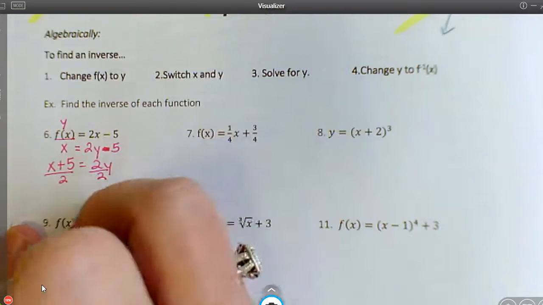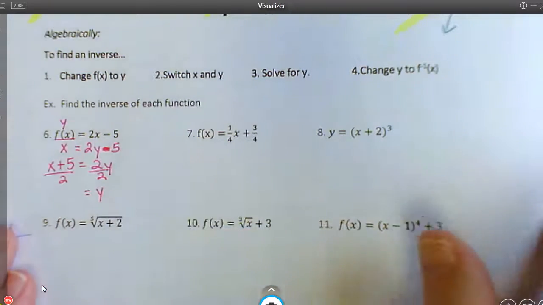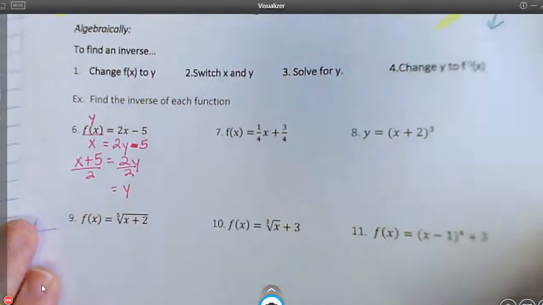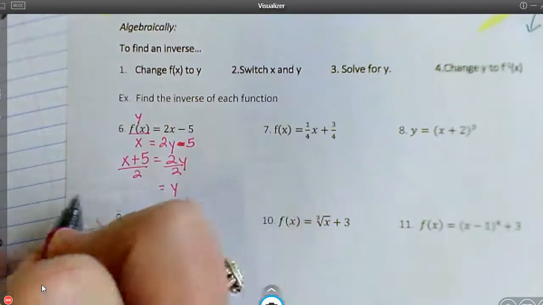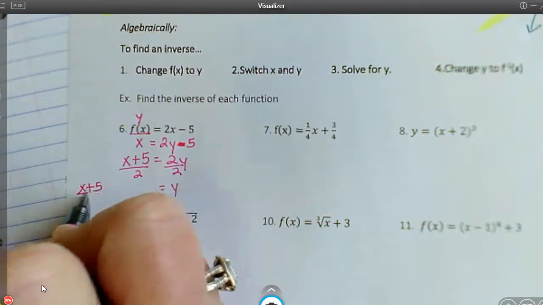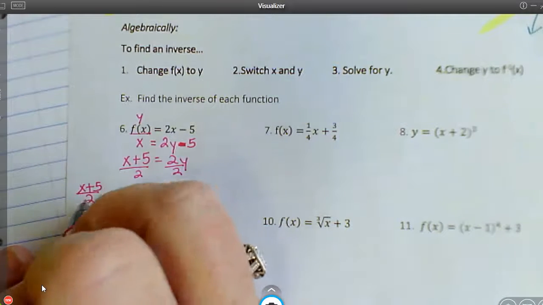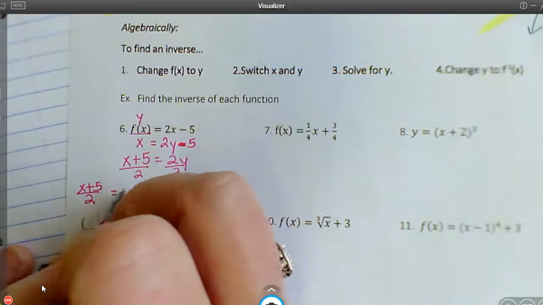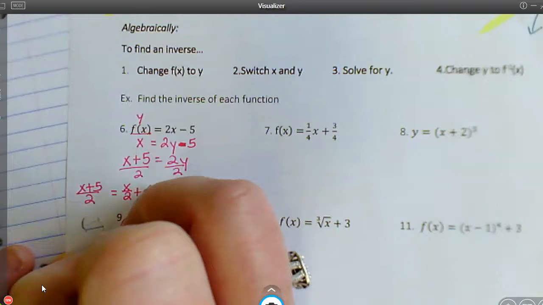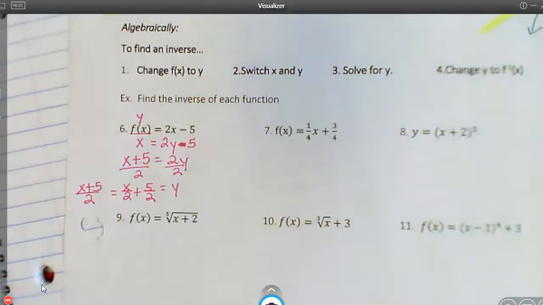Now, I want to tell you there's a couple ways that you can write your answer. And there's a couple ways that you might see it on multiple choice. One way is x plus 5 over 2, exactly like that. Another way that it might be written is this 2 might be divided by both things, so it might be x over 2 plus 5 over 2. And that's your answer. That's the inverse.